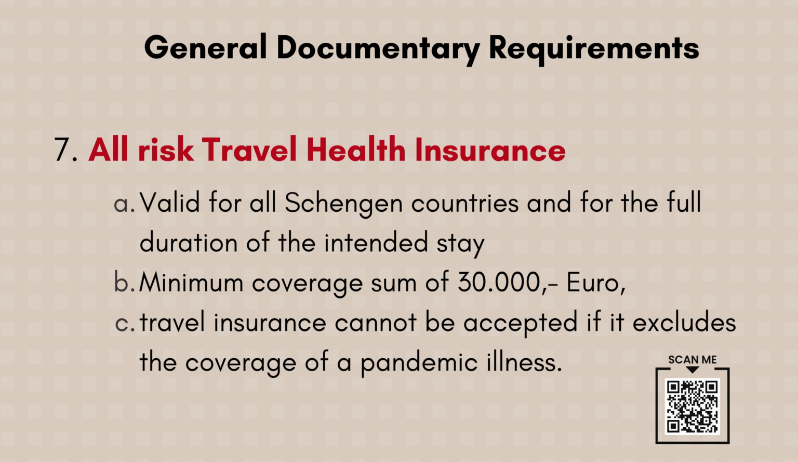Number seven, an all risk travel health insurance. Make sure that the travel insurance is valid for all the Schengen countries and for the full duration of your intended stay. The minimum coverage would be 30,000 euros, and a travel insurance will not be accepted if it excludes the coverage of a pandemic illness. So the COVID pandemic illness should be included with the travel insurance.